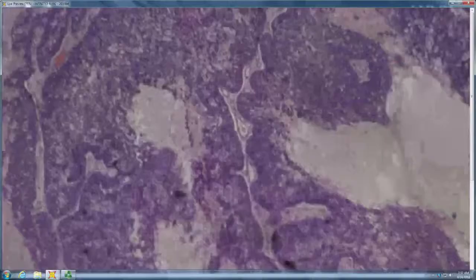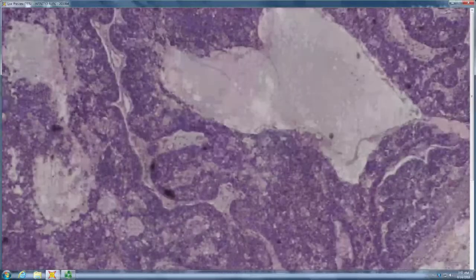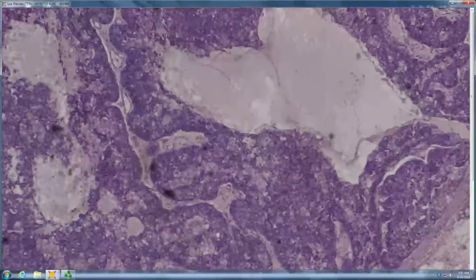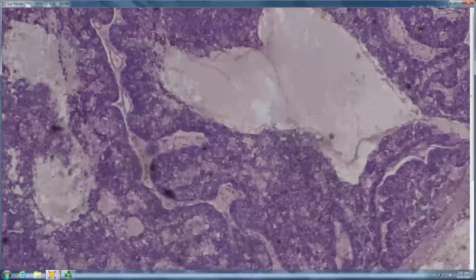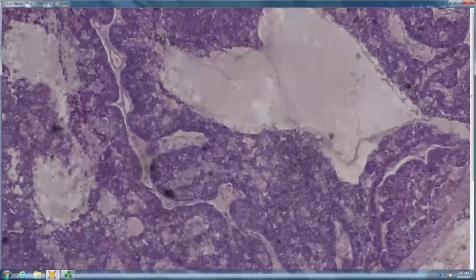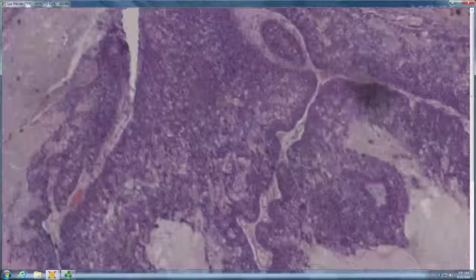Sebaceomas tend to be very well lobulated and have very prominent red circular ducts. Don't really see that here. So less likely sebaceoma and more likely sebaceous epithelioma, at least, or carcinoma. That one had some areas of necrosis, suggesting maybe carcinoma.